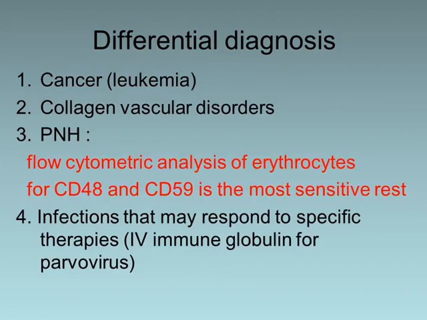Differential diagnosis should be done from leukemia, collagen vascular disorders, and paroxysmal nocturnal hemoglobinuria, usually by doing flow cytometry of the red cells looking for CD48 and CD59, which is a very sensitive test. Lastly, it should be differentiated from infection that may respond to specific therapies such as IV immunoglobulin for parvovirus.